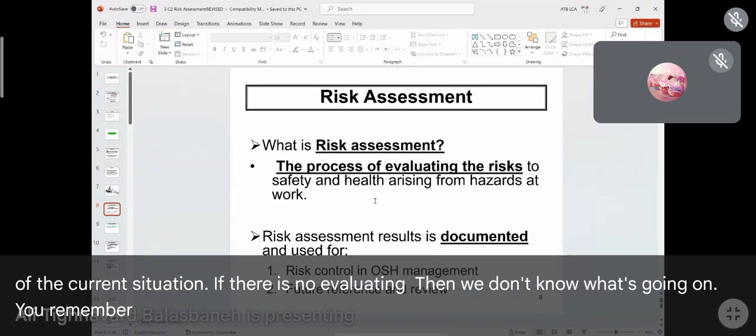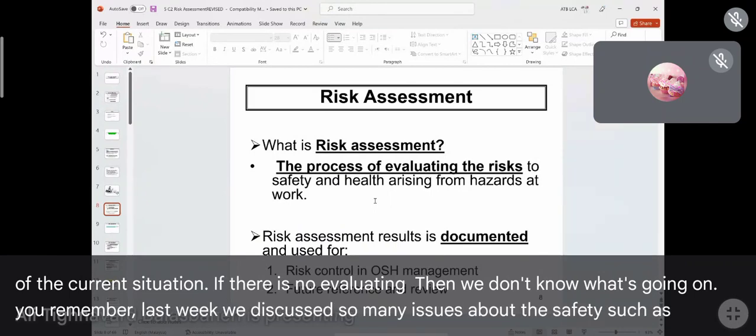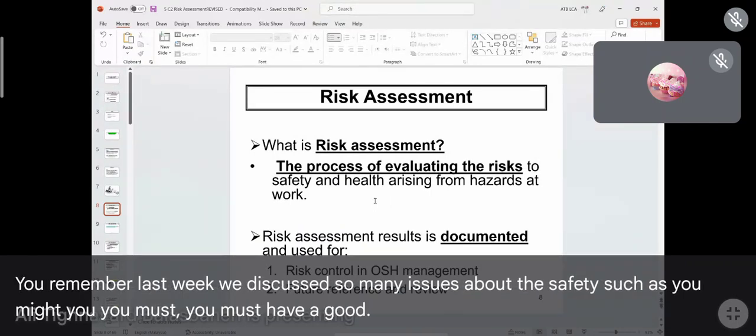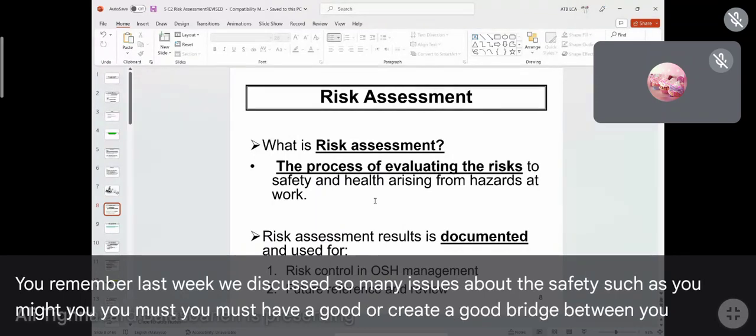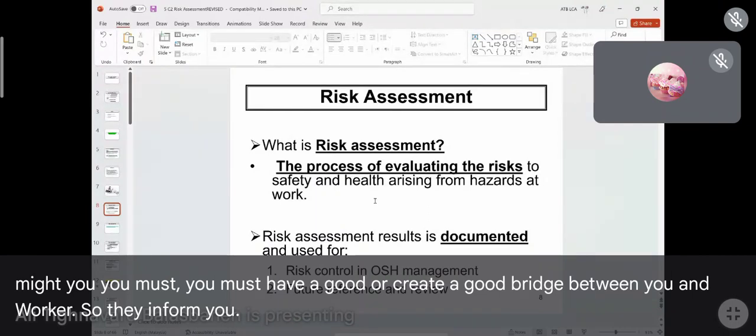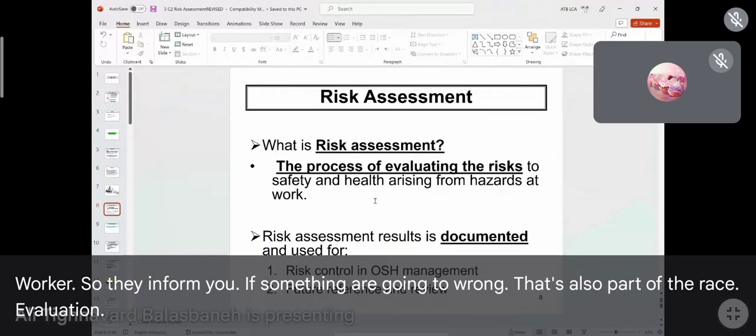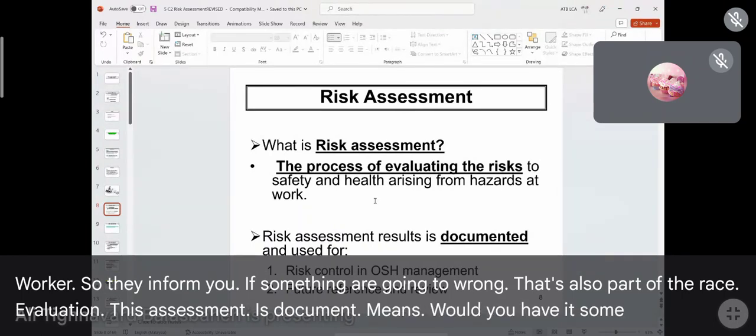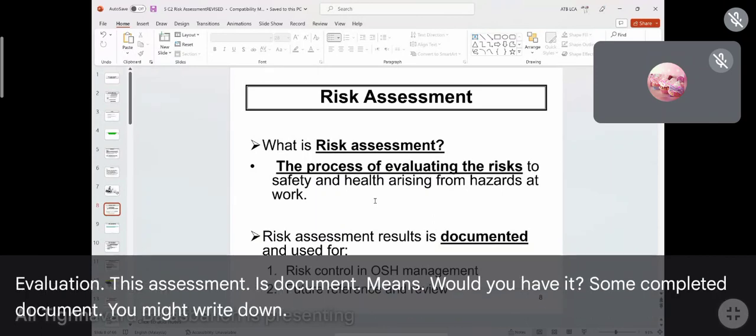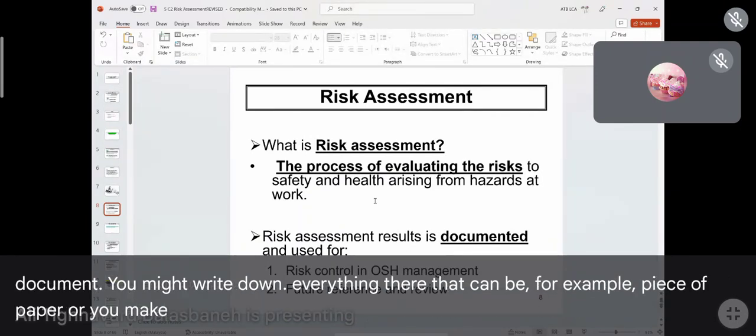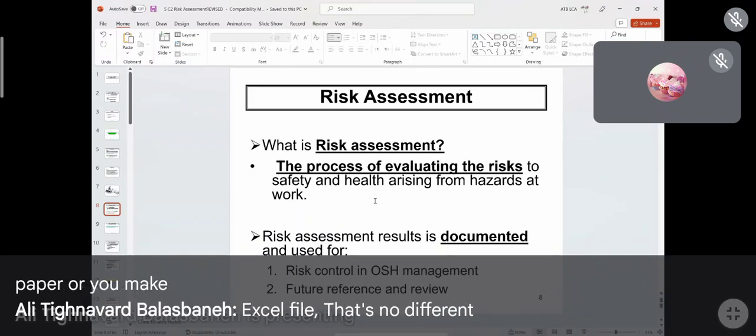You remember last week we discussed many issues about safety, such as you must create a good bridge between you and the workers, so they inform you if something is going wrong. That's also part of the risk evaluation. Risk assessment is a document, meaning you have a completed document where you write down everything. That can be, for example, a piece of paper, or you make an Excel file. That's no different, as long as you have a document, okay?